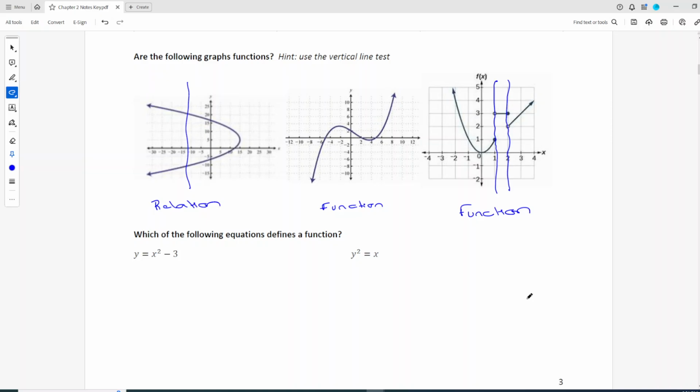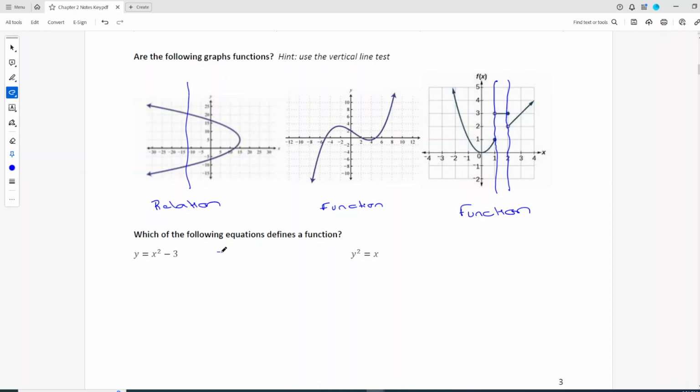Now, the reason we care about things being a function is that, as we learn on the next page, as soon as something is a function, we can use function notation for its equations. So what we're going to look at is, from an equation standpoint, what equation defines a function, or how do you determine if an equation defines a function? I said that the definition of a function is something where every x value only yields one y value.